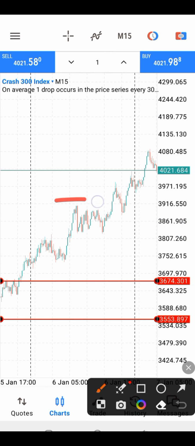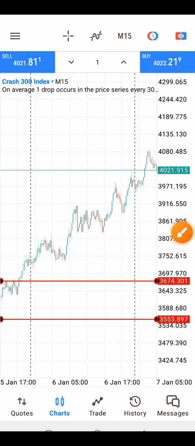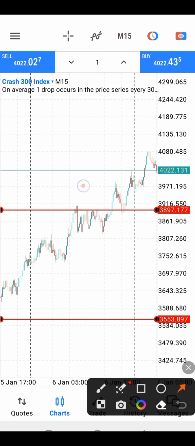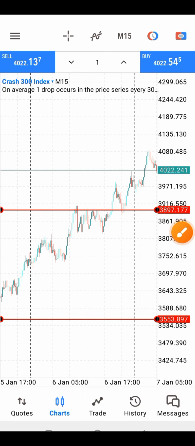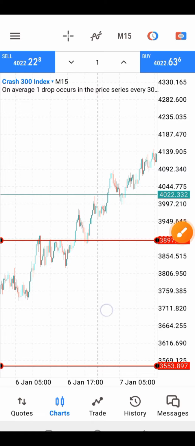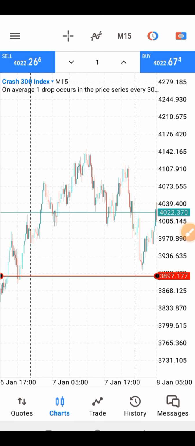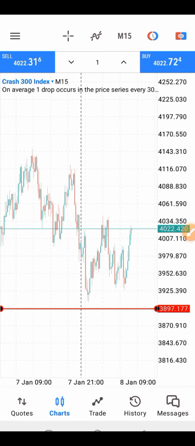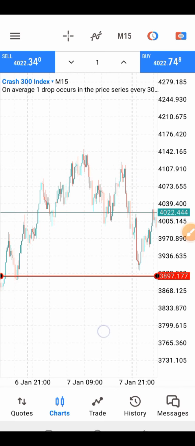You can see this consolidation again. Sometimes once the breakouts happen, you may see a retracement back into that position like this now. The breakout happens. Let's assume you enter from this place. The retracement happens back, but it does not hit your stop loss. You understand? So the strategy is very effective when it comes to Crash 300. When it comes to Crash 300, the strategy is very effective.